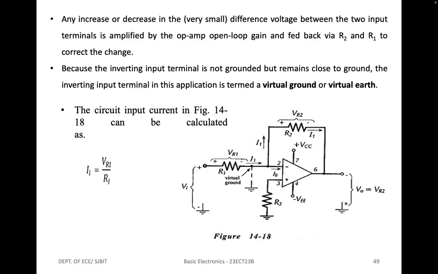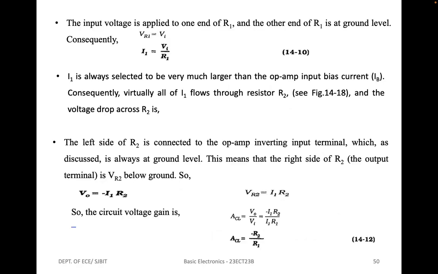So the current I1 will become equal to VR1 by R1. The input voltage is applied to one end of R1 and the other end of R1 is at ground level. Consequently, VR1 is equal to VI, and I1 is equal to VI by R1. I1 is always selected to be very much larger than the op-amp input bias current.